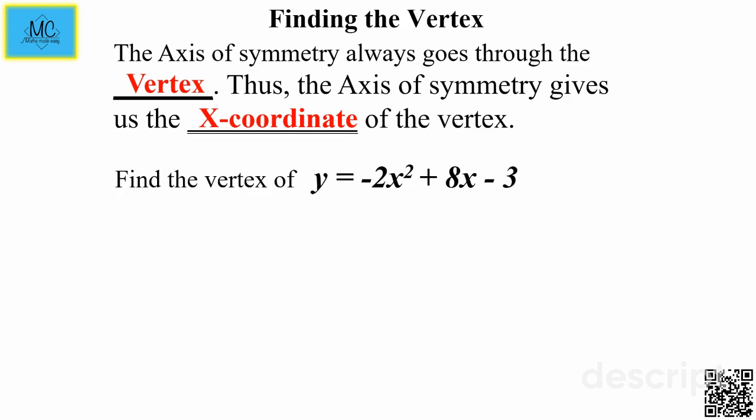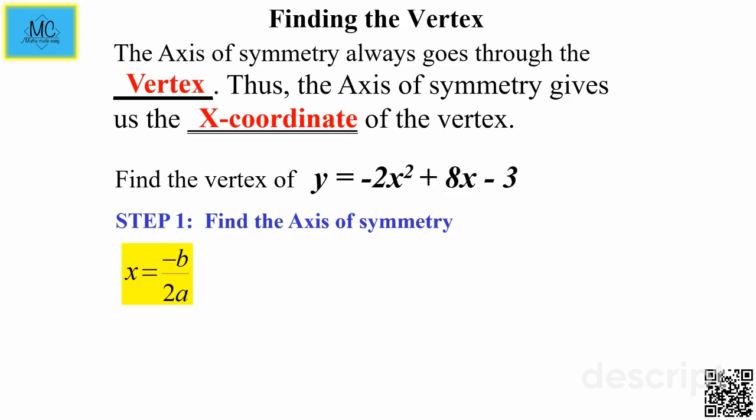So for example, you have been given the value as minus 2x squared plus 8x minus 3. So my a's value is minus 2, my b's value is 8, and my c's value is minus 3. Now, there are some steps which you need to follow. The first one is to find the axis of symmetry. So in that case, my x is equal to minus b divided by 2a.